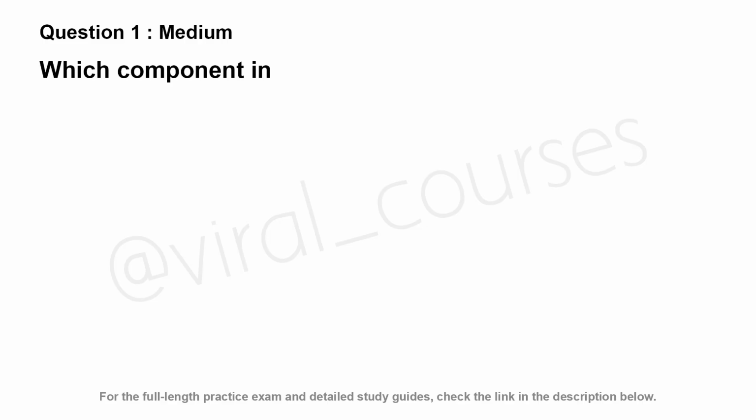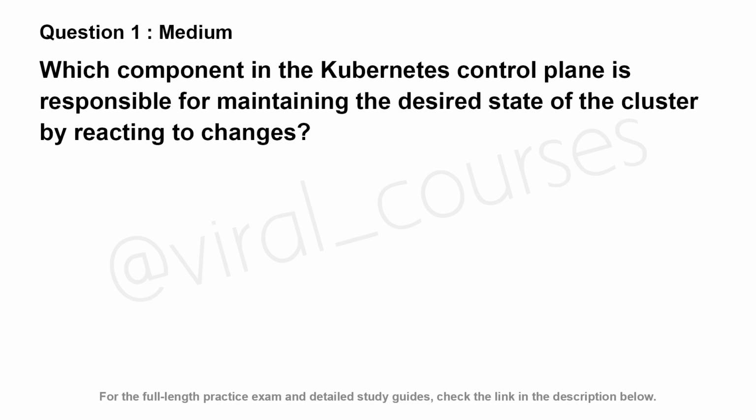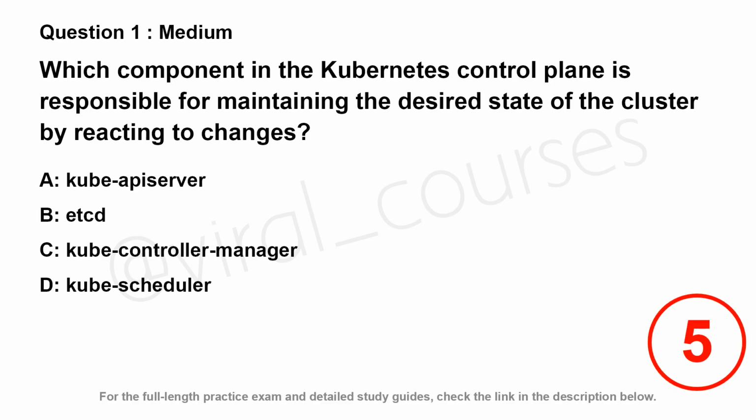Which component in the Kubernetes control plane is responsible for maintaining the desired state of the cluster by reacting to changes? Option A, Kube Apiserver. Option B, etcd. Option C, Kube Controller Manager. Option D, Kube Scheduler.